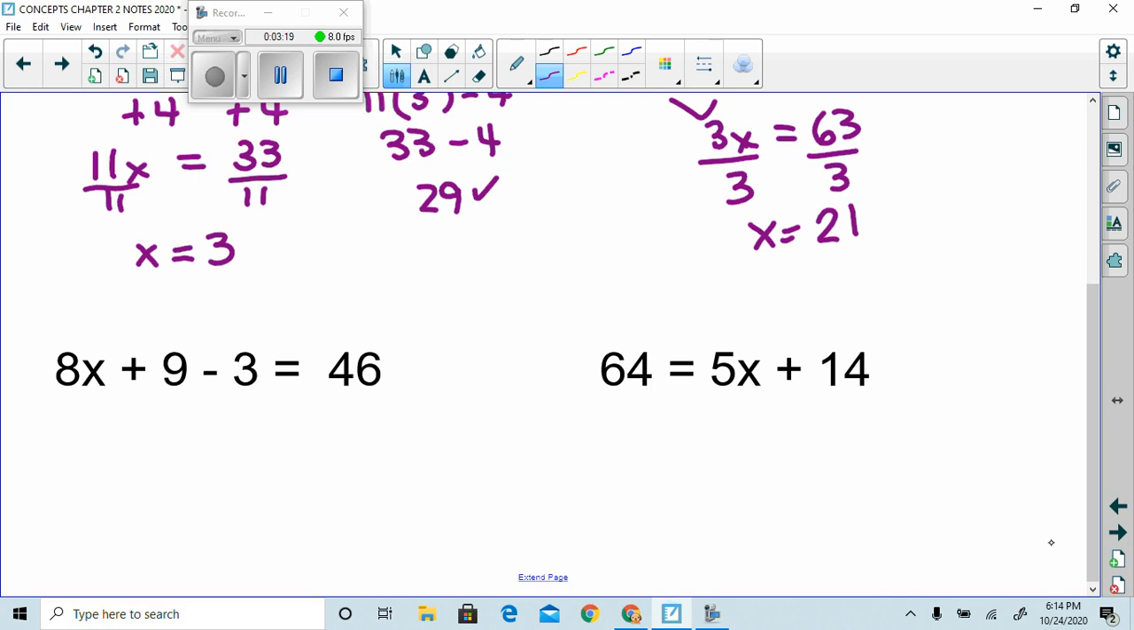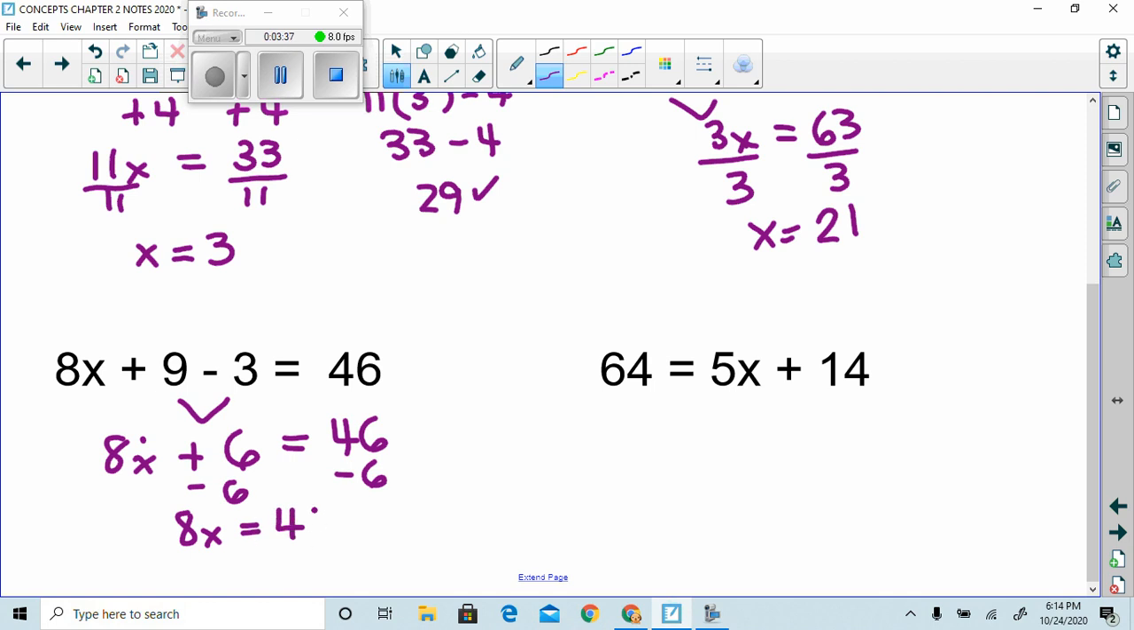Sometimes the combining like terms might require us to combine constants. We'll then do two inverse operations here. We'll subtract first, and lastly we'll divide. And our solution is x is equal to 5. Well, 5 times 8 is 40. 40 plus 9 is 49. Subtract 3 gives us 46.